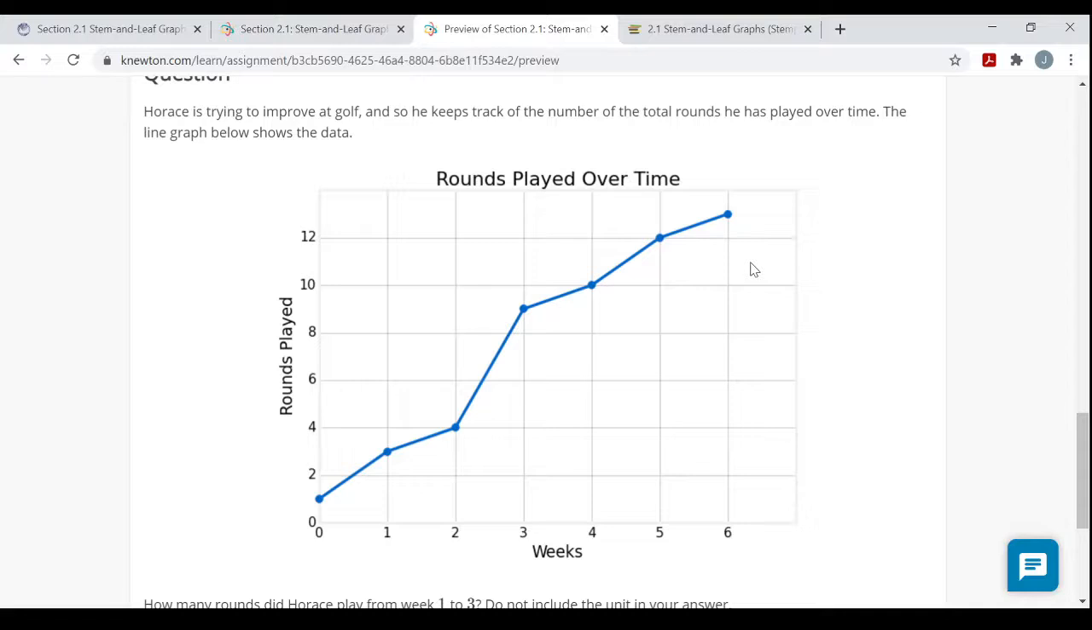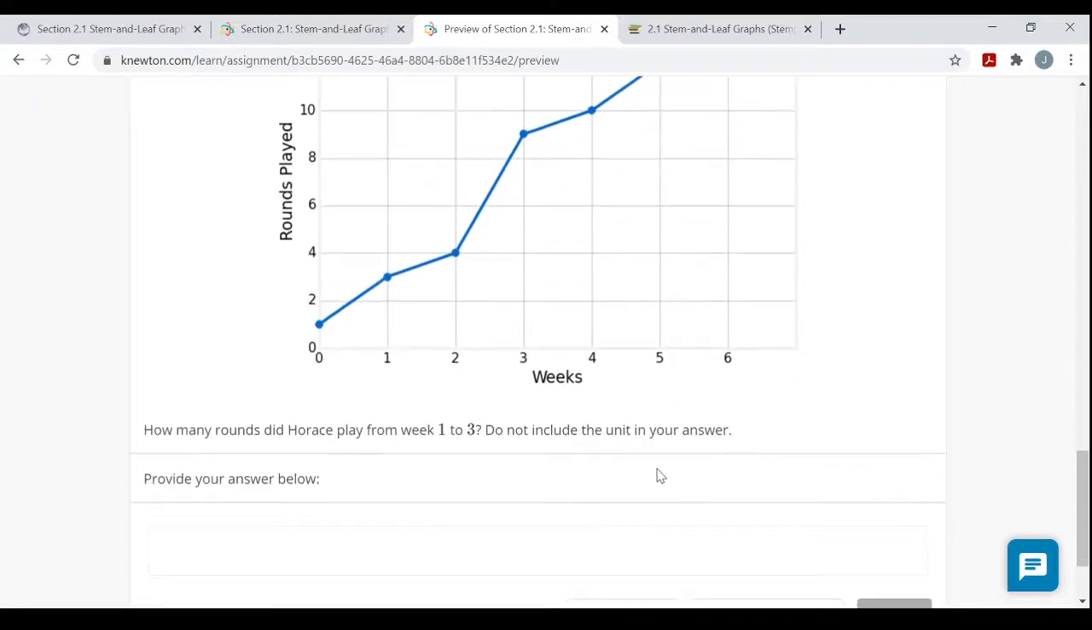Now, if you've been in an algebra class, you've plotted points on a graph before. You have a horizontal axis, vertical axis. You plot ordered pairs, and it's kind of similar here. You'd be plotting points on a graph, and then just connecting them with these segments to show how things are trending over time. So how many rounds did Horace play from week 1 to week 3?